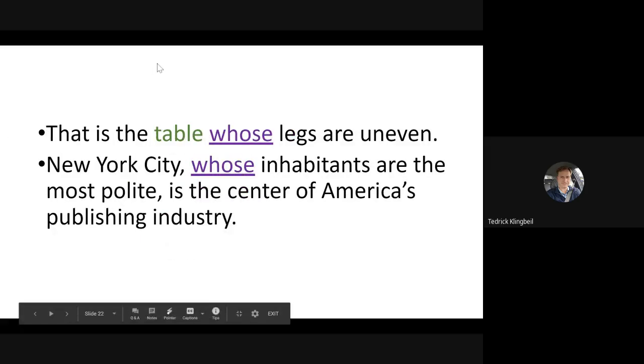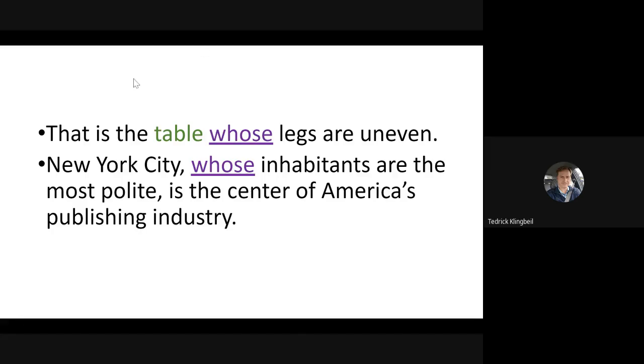So we have these other examples here. That is the table whose legs are uneven. And New York City, whose inhabitants are the most polite, is the center of America's publishing industry.